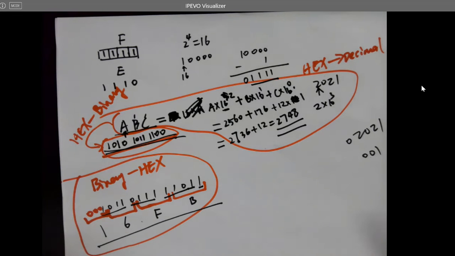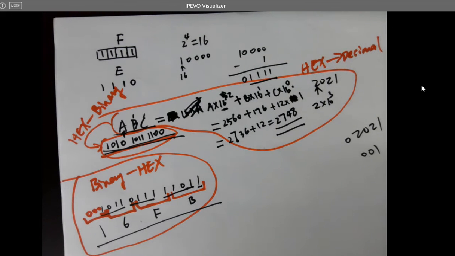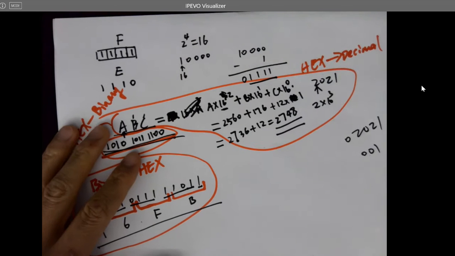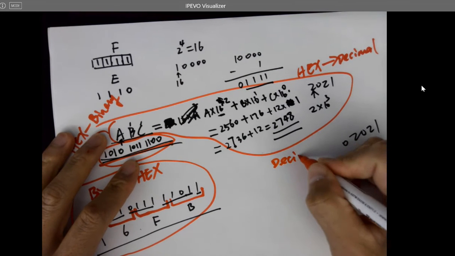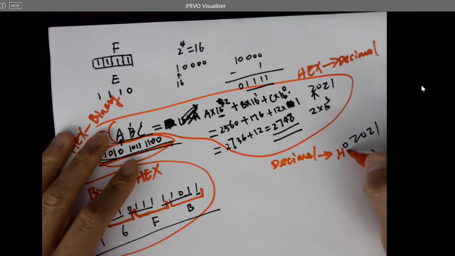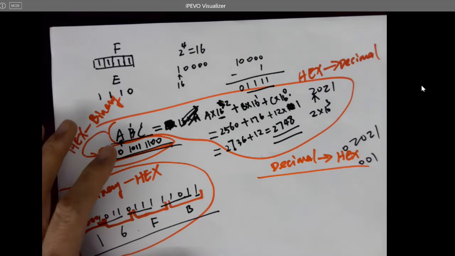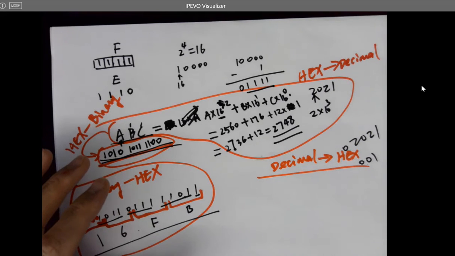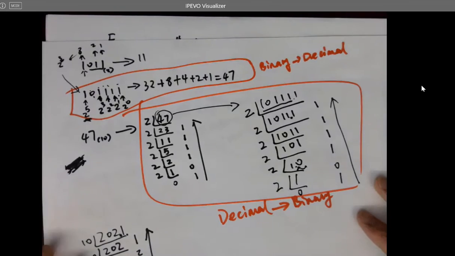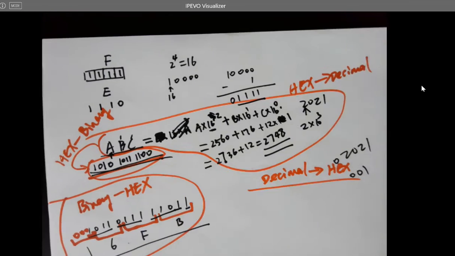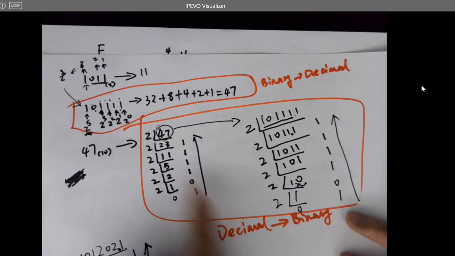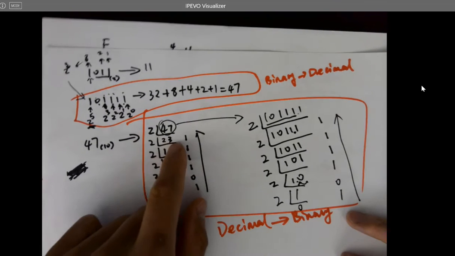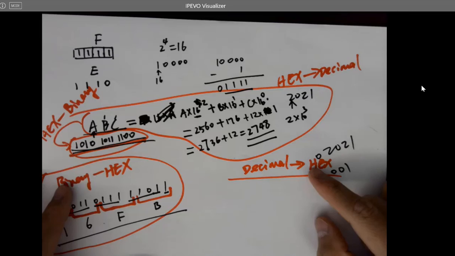So binary to hex, hex to binary, hex to decimal. What about decimal to hex? How do we do that? Remember, hex to binary. No, decimal to hex, right? Decimal to binary is like this. So you can imagine that decimal to hex is going to be similar.